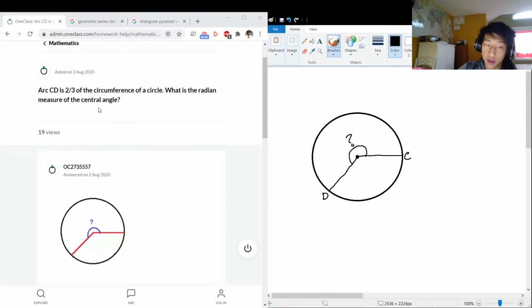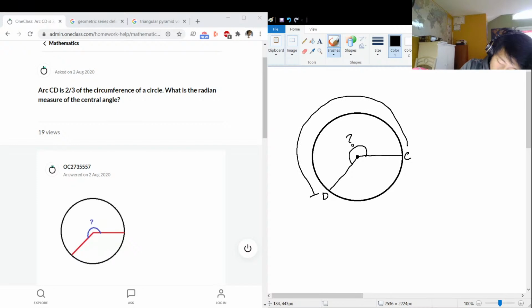It tells us that the arc CD, to go from C all the way to D, is 2/3 of the circumference. So that is 2/3 of the circumference. Meaning that they left over 1/3 of the circumference to be, I guess, not included in this measurement. If we're trying to find this angle in radians, we know that the angle is also going to be 2/3 of a complete cycle.